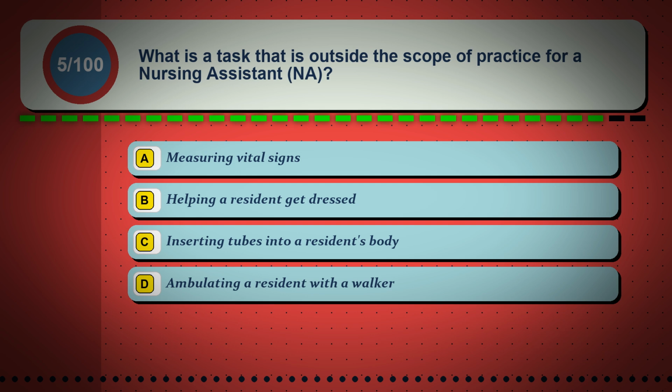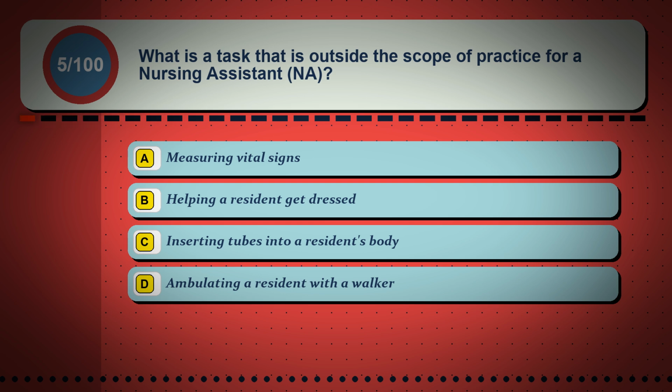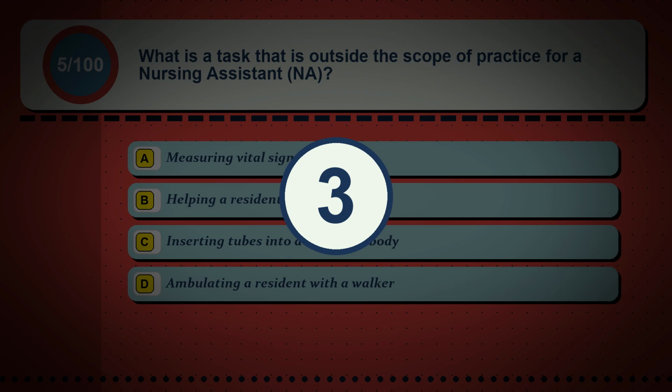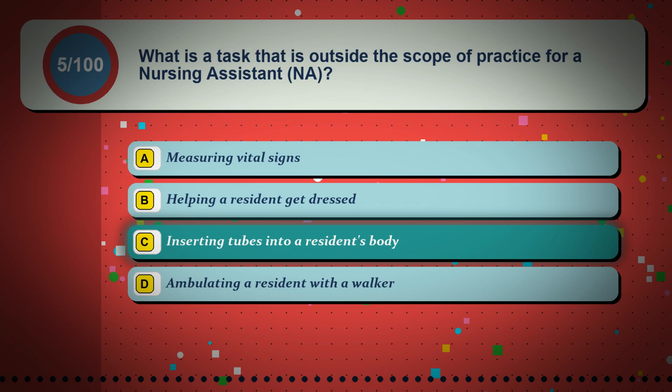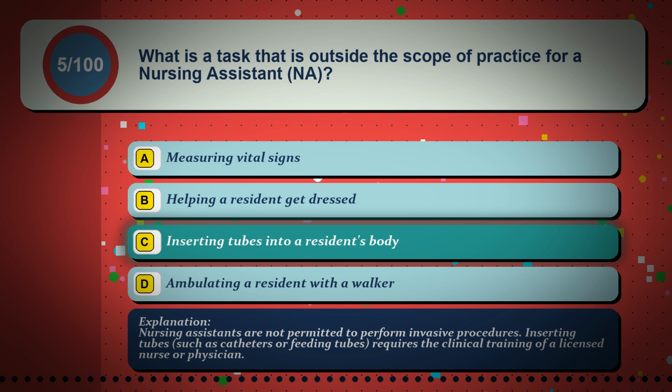Question 5. What is a task that is outside the scope of practice for a nursing assistant, NA? Option A, measuring vital signs. Option B, helping a resident get dressed. Option C, inserting tubes into a resident's body. Option D, ambulating a resident with a walker. The correct answer is option C, inserting tubes into a resident's body. Nursing assistants are not permitted to perform invasive procedures. Inserting tubes, such as catheters or feeding tubes, requires the clinical training of a licensed nurse or physician.